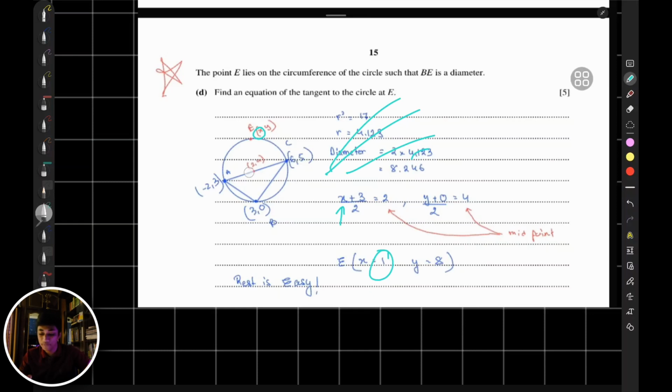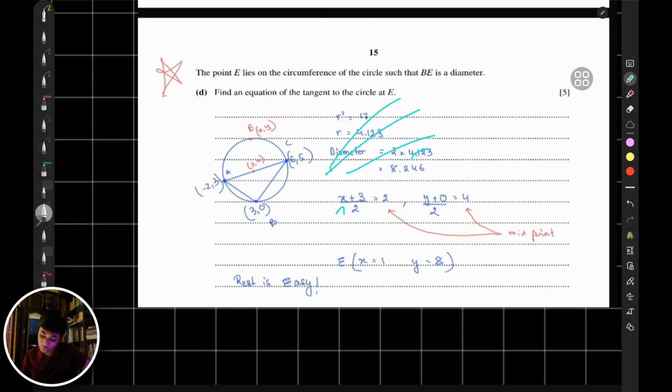Same thing for y. Y plus 0 divided by 2 is going to give you what? 4. Make y the subject and you're going to get y is equals to 8. That is your coordinate for E.